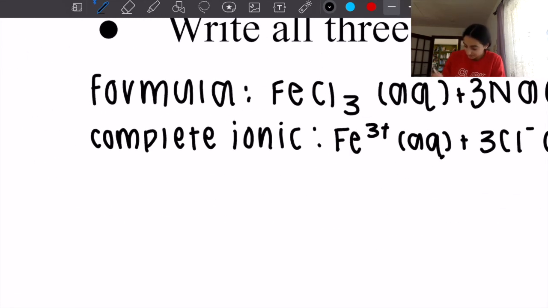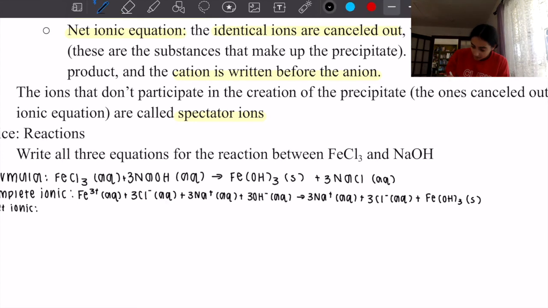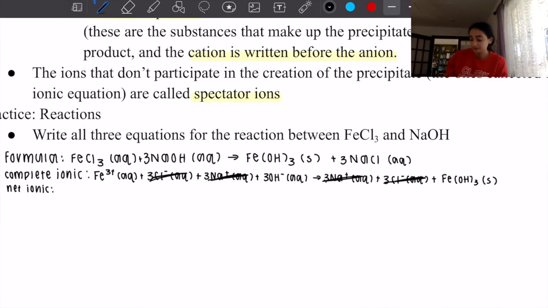So finally, we are going to do our net ionic equation. And remember, for that, we first have to figure out our spectator ions. So we want to cancel out which ions appear on both sides of the equation, which is chlorine, sodium, and those are our spectator ions.